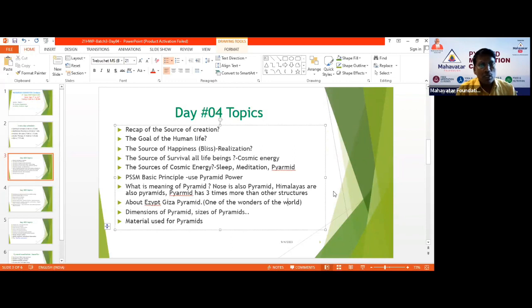What are the materials you can use? You can use any materials: plastic, paper, copper. Except iron, you can use all the other materials, my dear friends. You can use RCC, real concrete, like permanent concrete pyramids. This pyramid can also be constructed on the top of the terrace of the house.